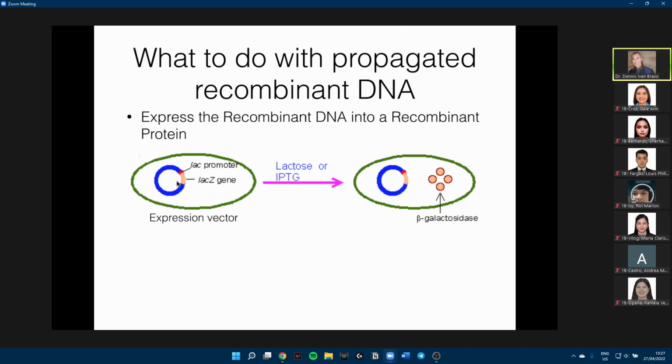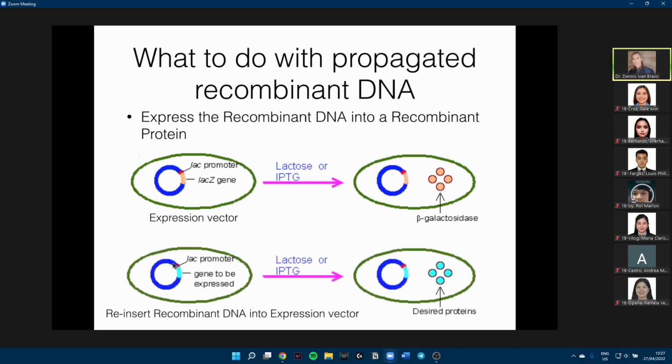The LacZ gene is taken out by restriction enzyme digestion, and in its place, we place there the DNA that we have previously isolated and propagated. Grow this in a media that contains lactose. That gene that we have previously isolated and propagated is now expressed into the desired protein.